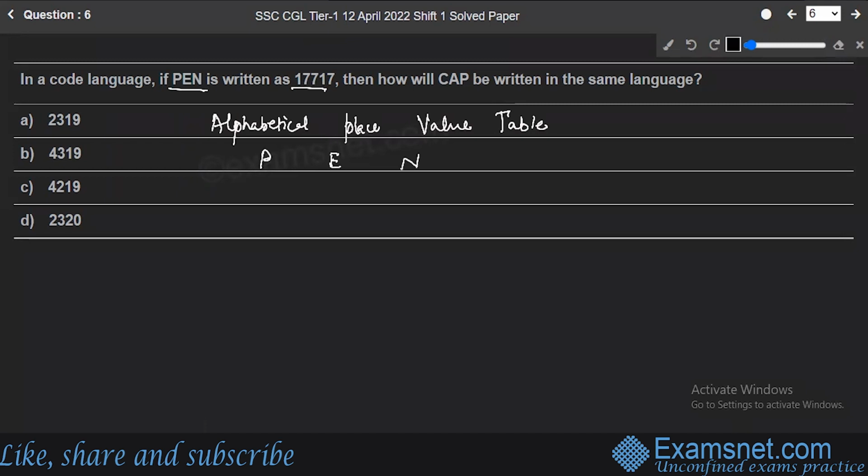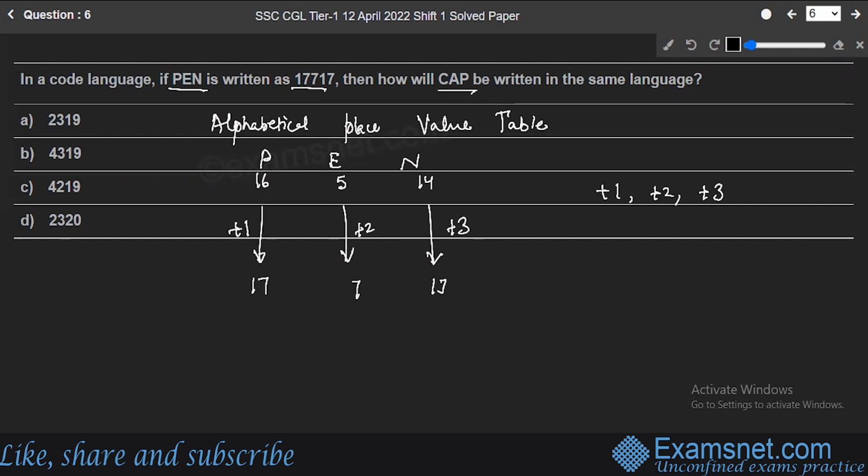What is the place value of P? P is at position 16, E is at 5, and N is at 14. So you move to 17, 7, and 17, right? So here is 17, 7, 17. I'm adding a 1 to this, a 2 to this, and a 3 to this. So here's the logic: plus 1, plus 2, plus 3. This is the logic for the question.